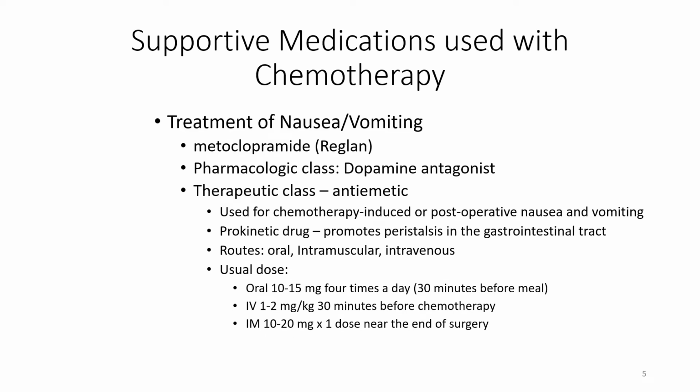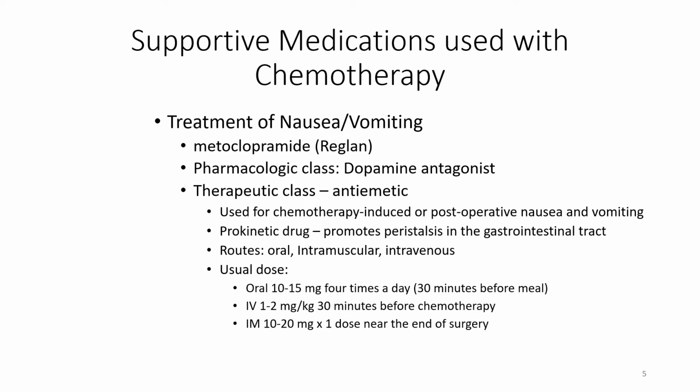Reglan is a drug that has a lot of different uses. For this, of course, it's an antiemetic. It is a prokinetic medication, so that means it increases gastric peristalsis. So a lot of times you'll see Reglan given and not necessarily for nausea and vomiting. It helps things move along. It increases peristalsis for patients who have an ileus or something like that. It is a dopamine antagonist, again used as an antiemetic.